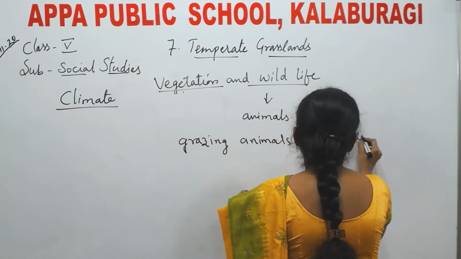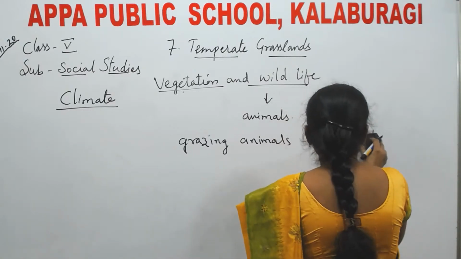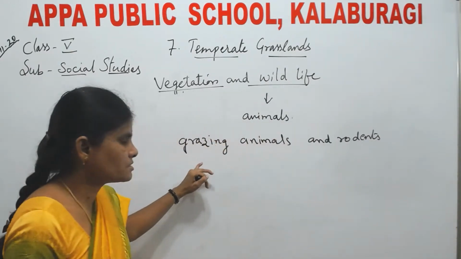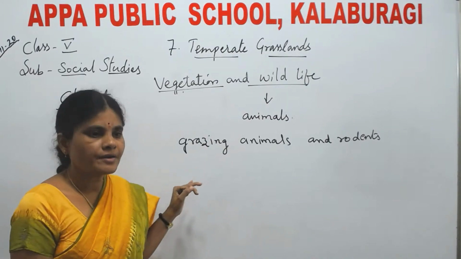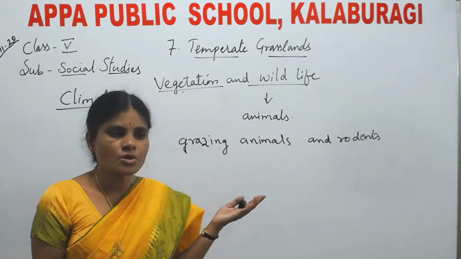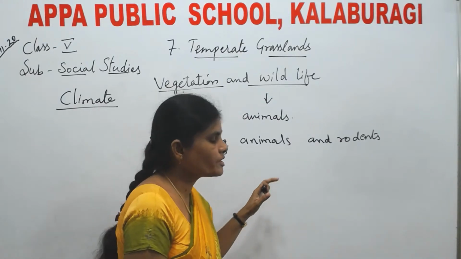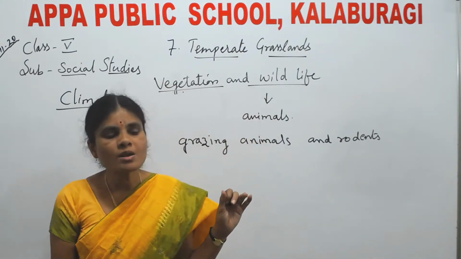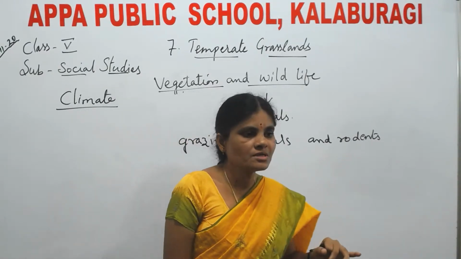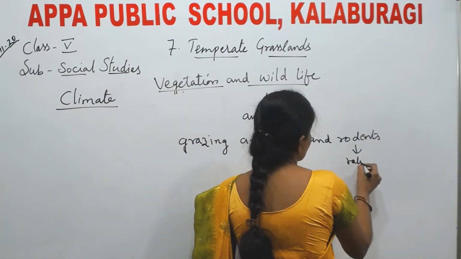And rodents. What do you mean by rodents? Grazing animals are nothing but grass-eating animals. Grass-eating animals are cattle. Cattle means cows, buffalo, sheep, goat, next donkeys, mules, horses. All these are grazing animals. And rodents. What do you mean by rodent? Rodent is nothing but small mammals with sharp teeth. Small animals with sharp teeth, for example, rats and squirrels.